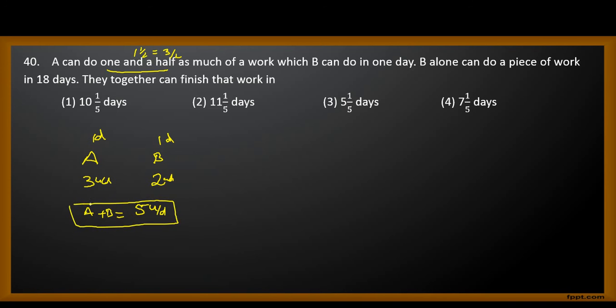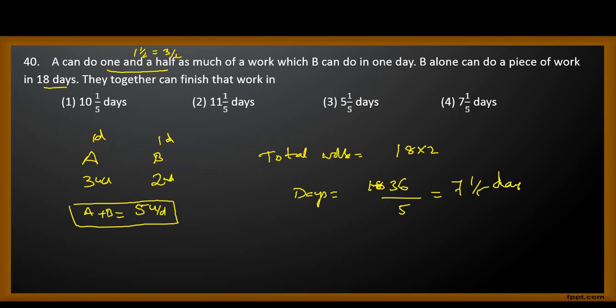Keep that aside. Now B alone can do a piece of work in 18 days. Then what is the total work? If B alone does, he will do that work in how many days? 18 days. So per day B is doing how many units? 2 units. So total work equals 18 into 2. If they work together, number of days equals total work 18 into 2, that is 36, divided by work done per day, which is 5. On simplification you will get 7 1 by 5 days. So the answer is option 4.